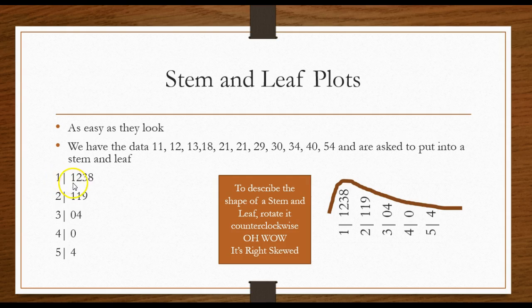So in the tens, I've got 11, 12, 13, 18. Also notice with a stem and leaf plot, if I've got replicated values, I still list them both, like 21, 21. I list them both. Remember, you should be able to count your number of leaves, and that will equal your number of data points. Another thing, to describe the shape of a stem and leaf plot, just rotate it 90 degrees counterclockwise. Like on this one, you can rotate it and you say, wow, that's right skewed.